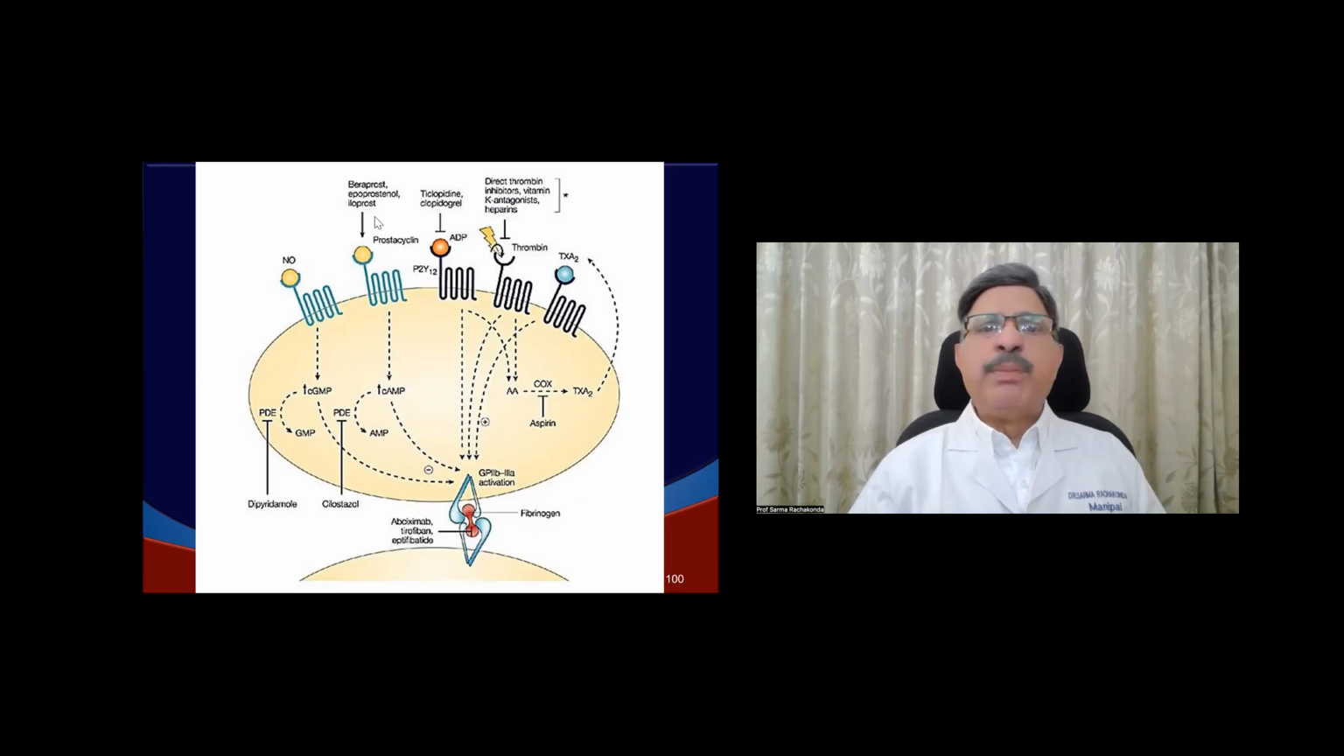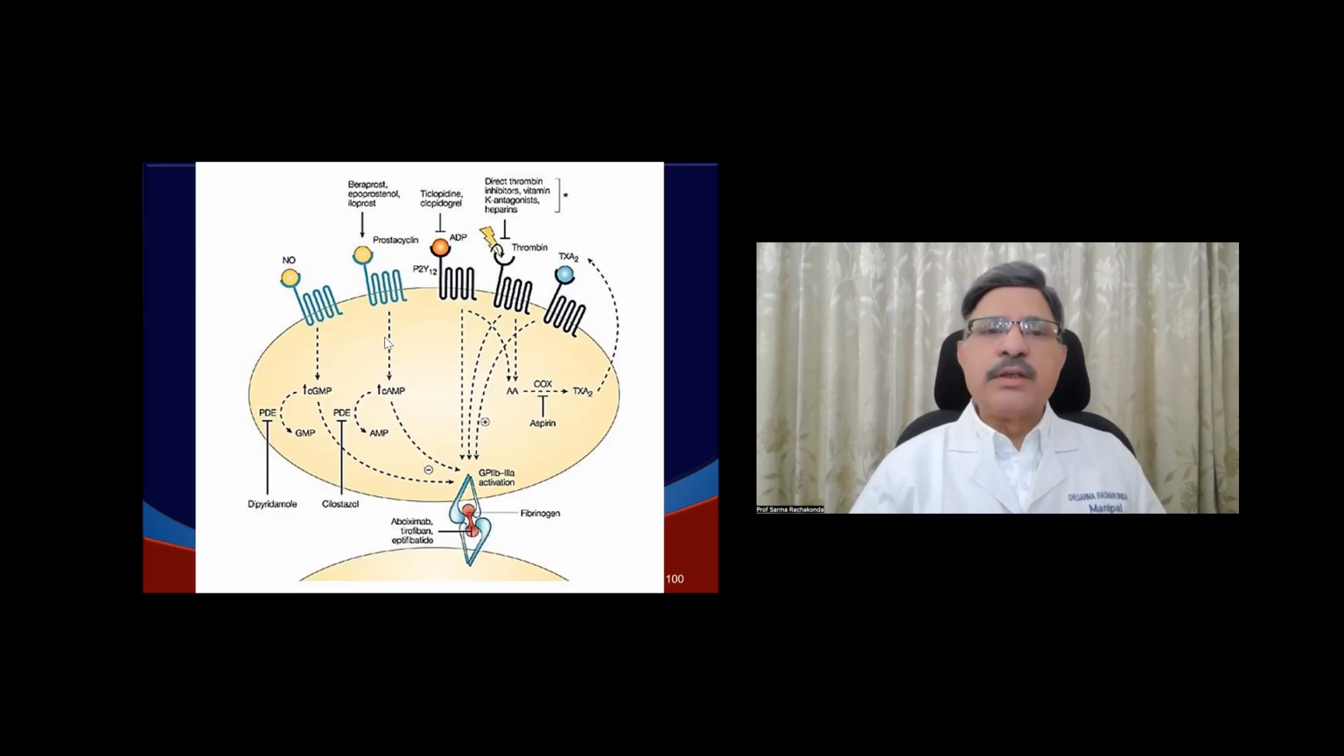Now, beroprost, epoprostenol, iloprost, they block the prostacyclins. All these finally lead to the same benefit only. Direct thrombin inhibitors and vitamin K antagonists like warfarin, and heparins, they act on this site.